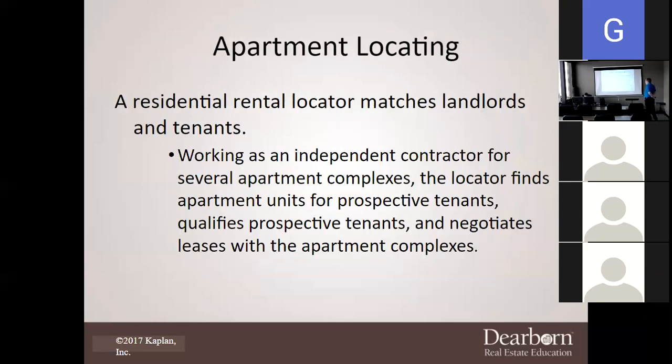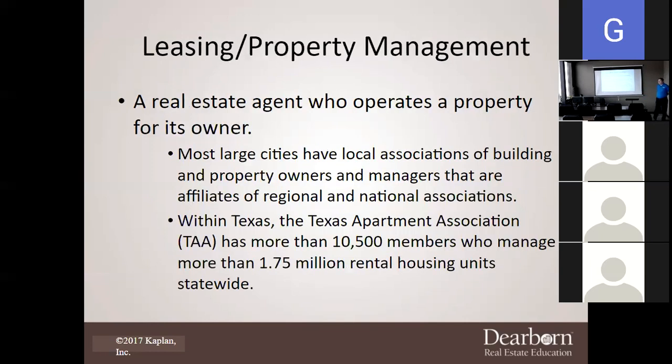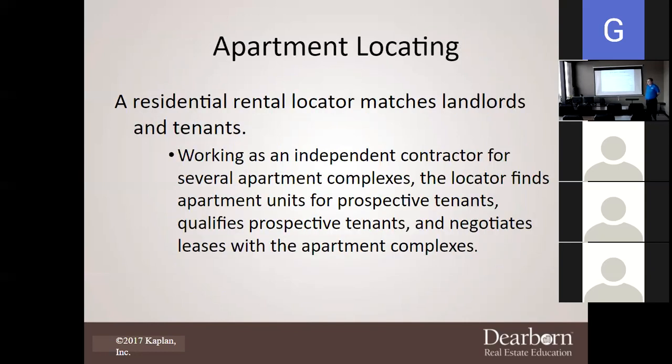Another option is you could go into apartment locating. An apartment locator is a residential rental locator who matches landlords with tenants. Again, they work as independent contractors for several apartment complexes, and the locator finds the apartment units for prospective tenants, qualifies those tenants, and negotiates leases with that particular apartment complex. Very similar in regards to the leasing aspect. The only difference is these people deal exclusively with apartments.